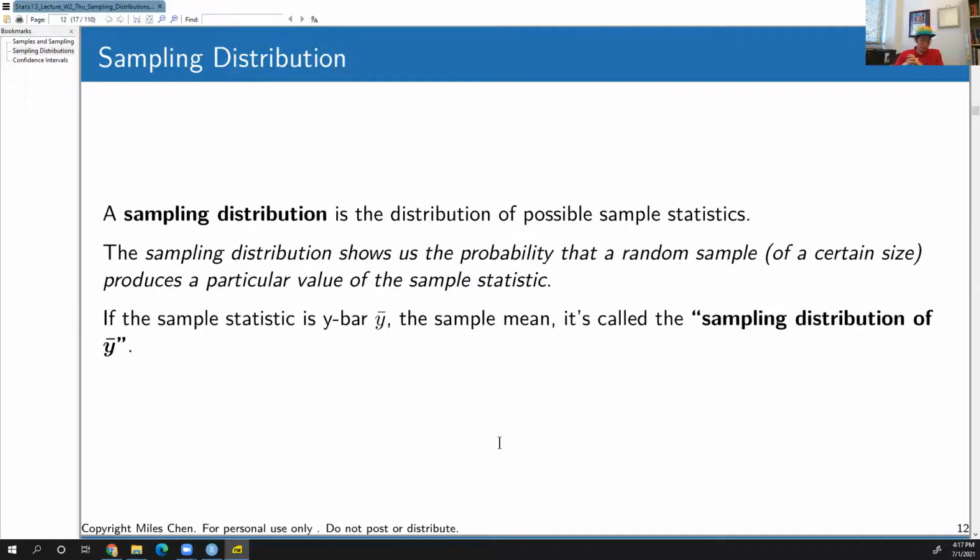And so what we're getting at is this concept of a sampling distribution. The sampling distribution is going to be the distribution of the possible sample statistics. Like, what can we get for a mean of a sample? And so I'll just read this. The sampling distribution shows us the probability that a random sample of a certain size produces a particular value of the sample statistic. So in our case, we're going to be looking at, say, the mean of a sample, y bar, and we're going to look at the sampling distribution of y bar.